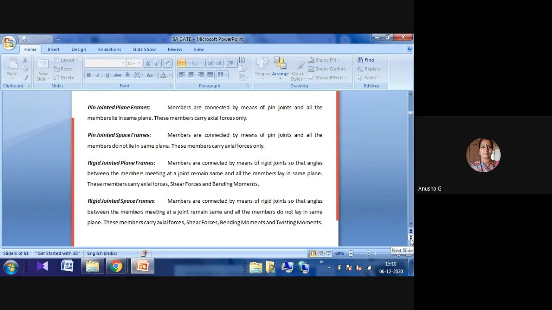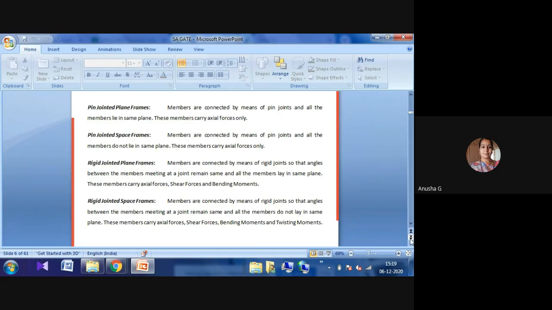Pin jointed plane frames: the members are connected by means of pin joints, and all members lie in the same plane. These members carry axial forces only. This is one of the types of pin jointed plane frame. In one plane, all the members are joined at a point, and they carry axial forces. The second type is the pin jointed space frame.